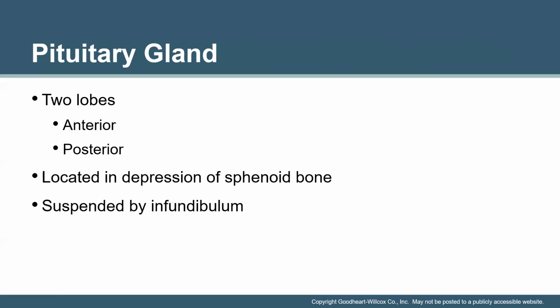When you look at a brain and you find the pituitary gland, it's one of the easiest things to find because it's a little ball that sticks down on a little stem. It looks like it's hanging out of the brain. That infundibulum is the little stem part.